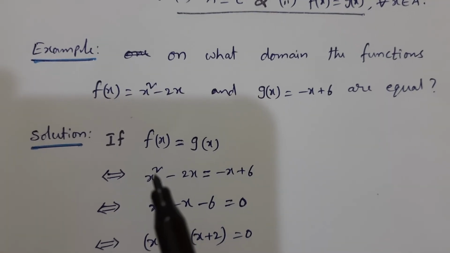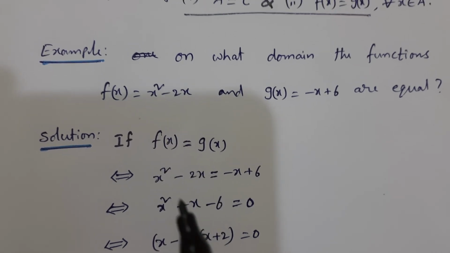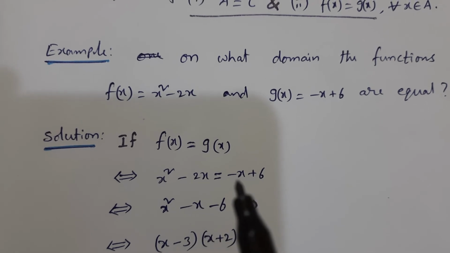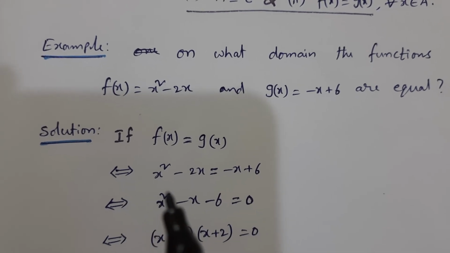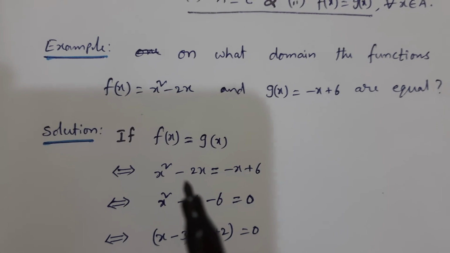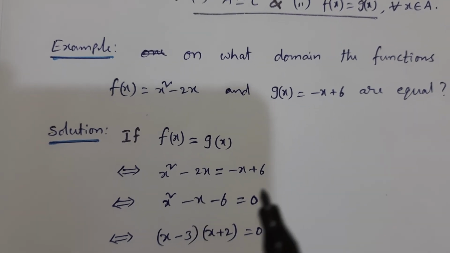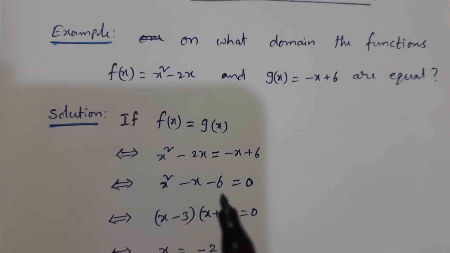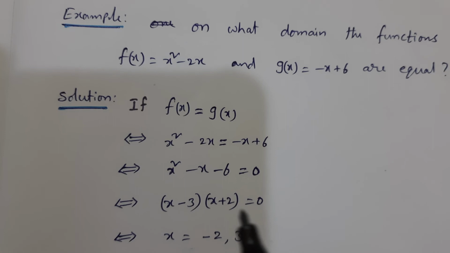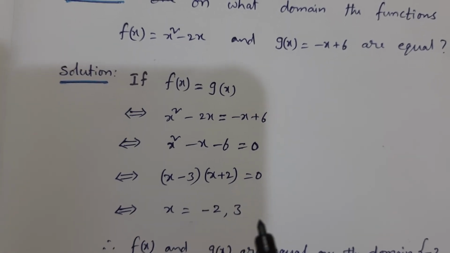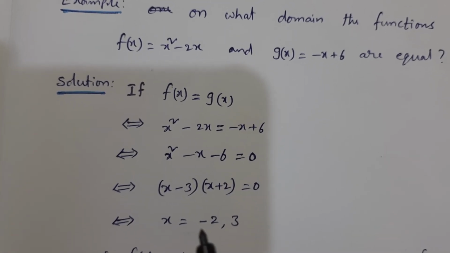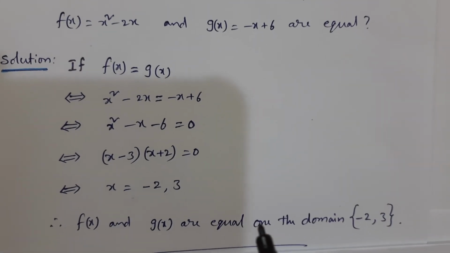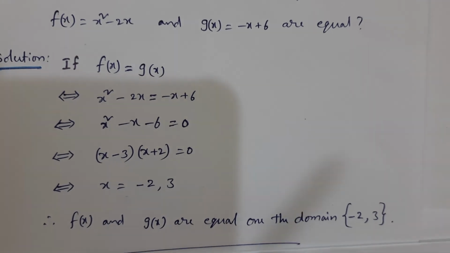Taking f(x) equals g(x): f(x) is x² minus 2x and g(x) is minus x plus 6. x² minus 2x, send minus 2x to the left side, it becomes plus 2x; minus x on the left side becomes plus x. That means minus 2x plus x is minus x, and plus 6 on the left side becomes minus 6. Therefore it is a quadratic equation. By factorizing you will get (x minus 3)(x plus 2) equals 0. That implies x equals minus 2, 3. Therefore the domain values are minus 2 and 3. Therefore f(x) and g(x) are equal on the domain {minus 2, 3}.